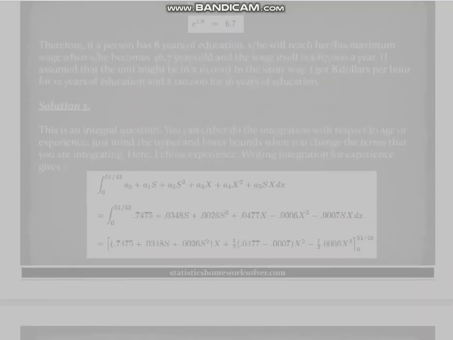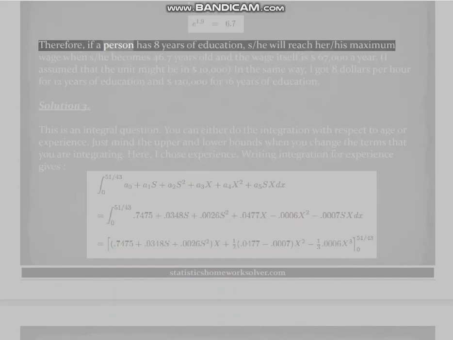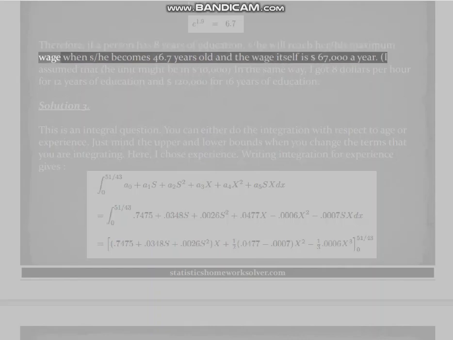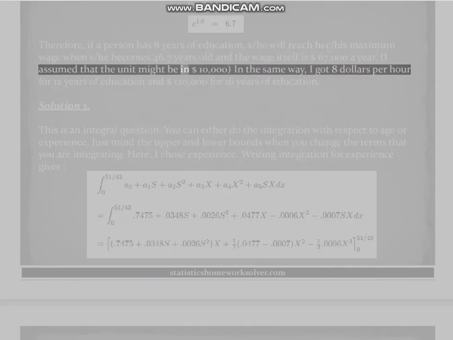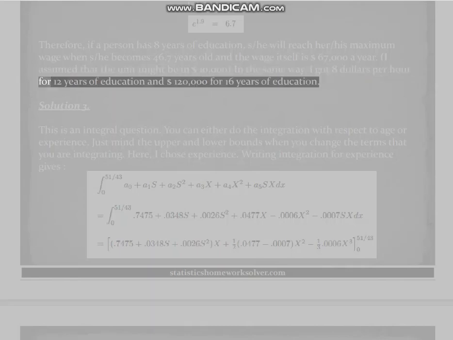ln wage equals 1.9. Therefore, if a person has 8 years of education, he will reach his maximum wage when he becomes 46.7 years old and the wage itself is $67,000 a year. I assumed that the unit might be in $10,000. In the same way, I got $8 per hour for 12 years of education and $120,000 for 16 years of education.